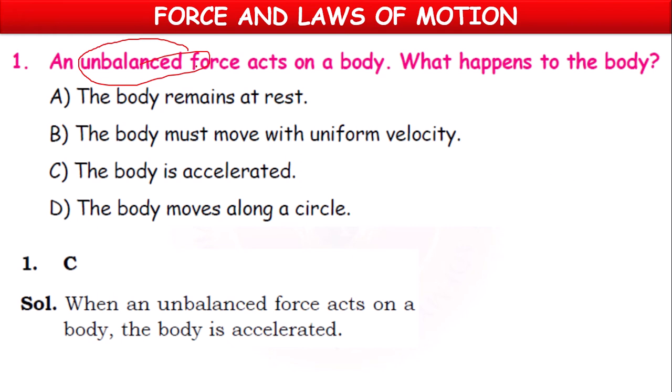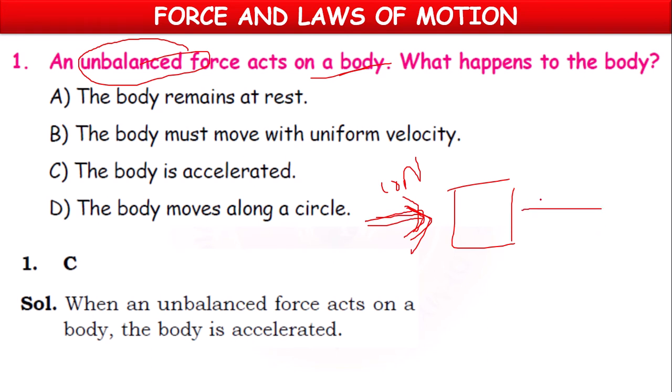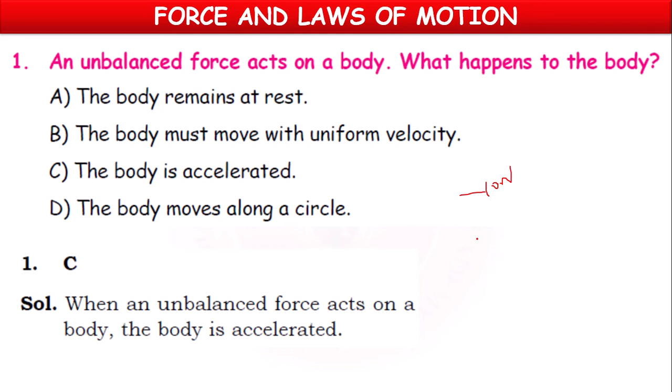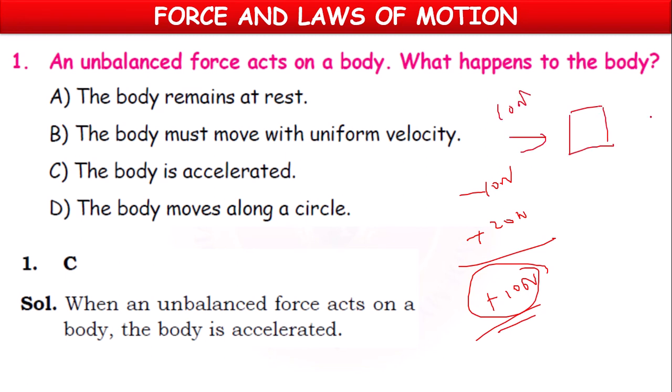Whenever an unbalanced force acts on a body, suppose we have a body here. From one end, if we apply 10 newtons of force in the right direction, and from the other side we apply 20 newtons of force towards the left direction, what will be the overall force acting on the body? If this direction is taken as positive, this direction will be negative. So plus 10 newtons minus 20 newtons, if we add the forces, the resultant will be minus 10 newtons. The resultant force acting on the block will be 10 newtons. This is called the net force.